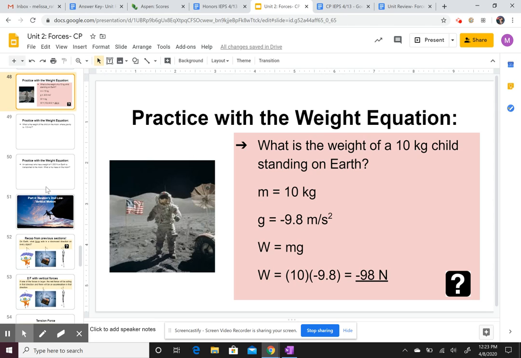Practice with the weight equation. If you have a 10 kilogram child standing on Earth and you need to calculate their weight, you use the formula W equals mg. Mass is 10, g is negative 9.8. So the weight of this child is negative 98 newtons.